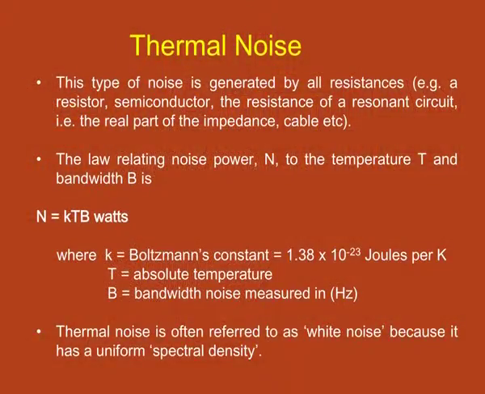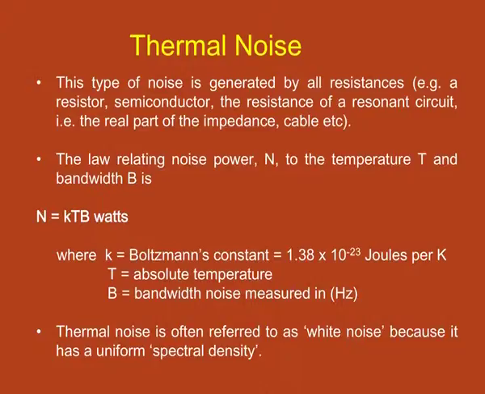The first kind of noise we are interested in is called thermal noise. Thermal noise is generated by all kinds of resistances, like resistors, semiconductors, the resistance of a resonant circuit, and the real part of the impedance of any transmission line or cable. It is mainly due to the Brownian motion or random motion of electrons, and the noise power generated is given by kTB, where k is the Boltzmann constant, T is the absolute temperature of the device, and B is the bandwidth of the signal in which we are interested in calculating the noise. What we can see from here is that there is no frequency dependent component. So, thermal noise is often referred to as white noise because it has constant or uniform spectral density.